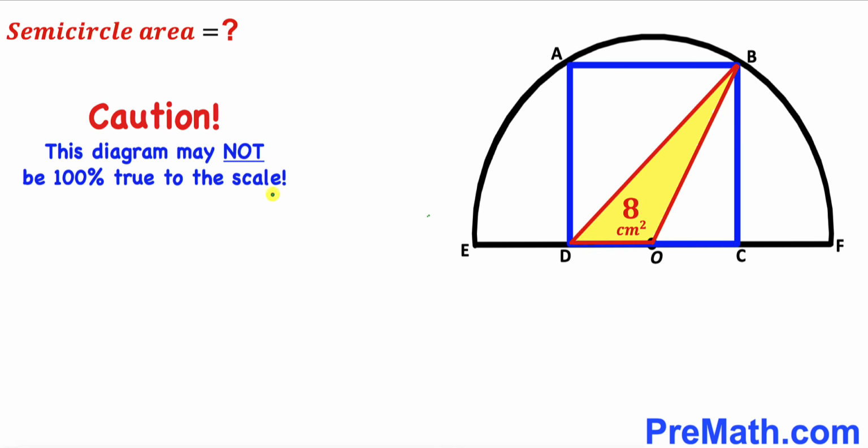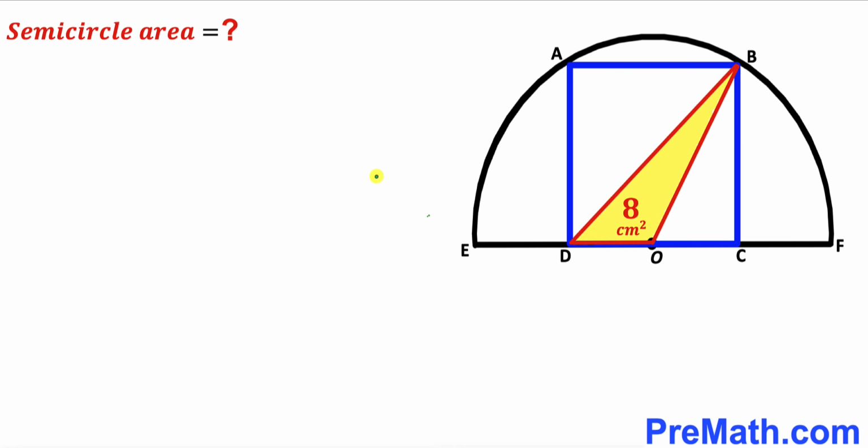And please keep in mind that this figure may not be 100% true to the scale. Let's go ahead and get started. And here's our very first step. Let's focus on this blue square ABCD. So therefore, all its side lengths are equal in length. And furthermore, AB is the chord.